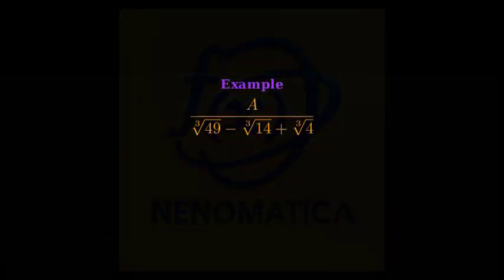A divided by the quantity cube root of 49 minus cube root of 14 plus cube root of 4. Second, the fraction 1 over cube root of 4 plus cube root of 2 plus 1. For the first expression, notice a pattern. If we let x equal cube root of 7 and y equal cube root of 2, then the denominator becomes x squared minus xy plus y squared.